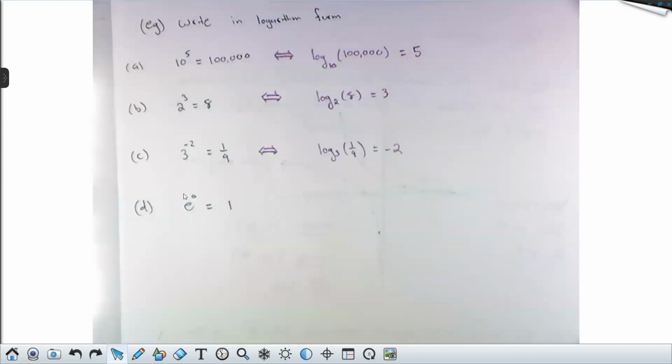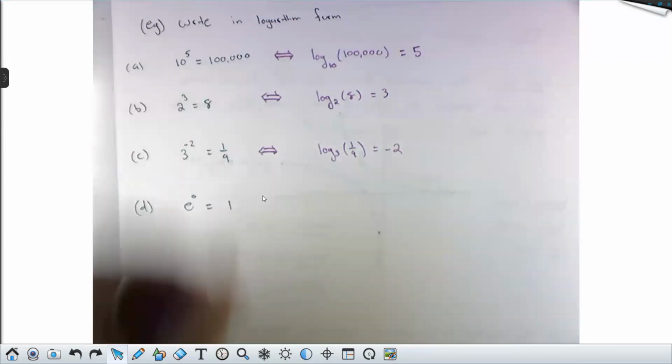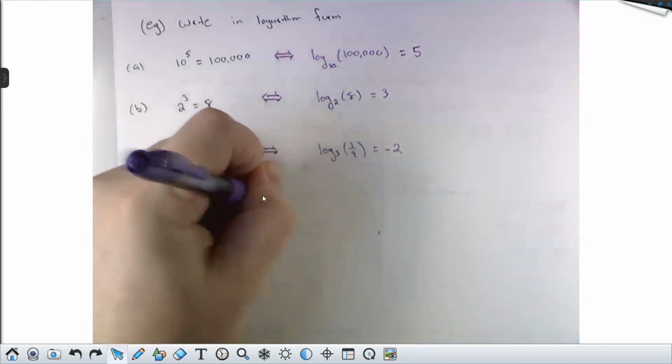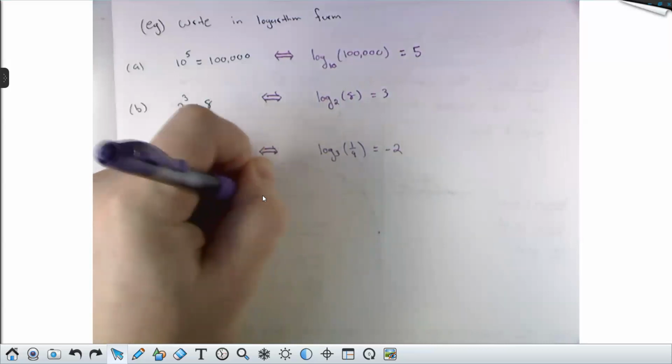All right, let's do this last one, and then I'm going to share with you kind of an intuitive way to think about these things. So don't overthink this for now, just look for the pattern. Say which part goes where. The base goes here. The right-hand side, the output from the exponential, that's the input for the log. And the power in the exponential is the output for the log. So following that pattern, what does e to the 0 equals 1 mean in logarithm form?